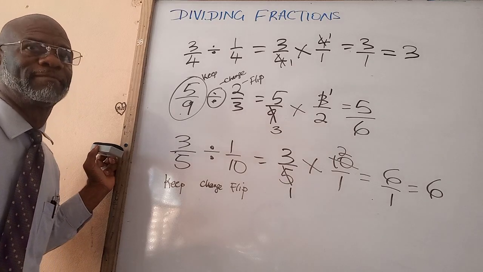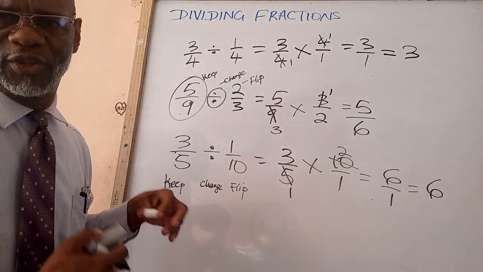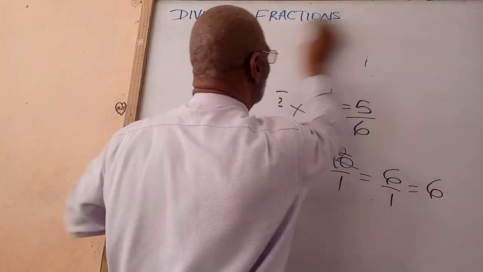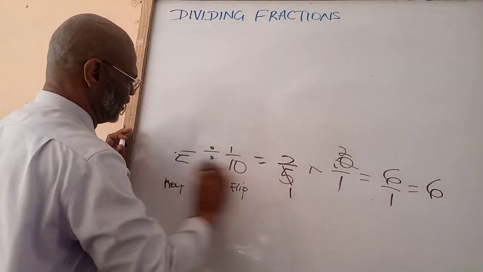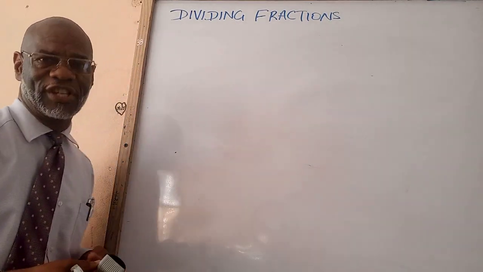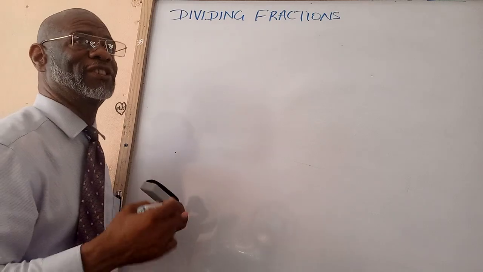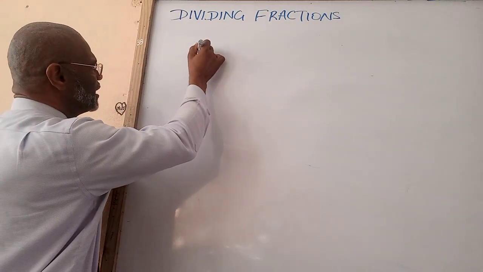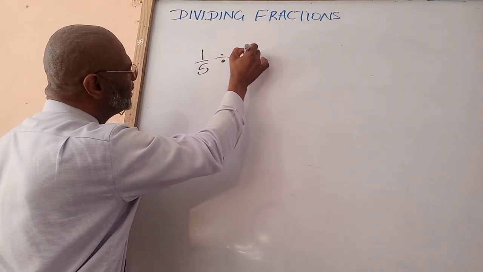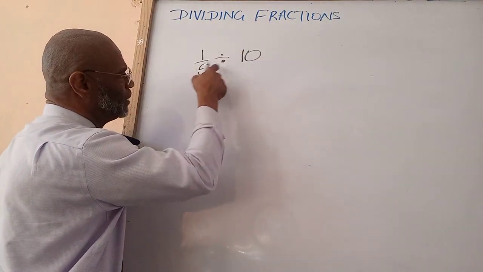Okay, now let's do one more and then I encourage you to practice some on your own. Remember, when you're dividing a fraction by a fraction, or even a whole number by a fraction, you keep the first, change the sign, and flip the second fraction. So if this is a fraction, 1/5 divided by 10. We keep, change, and flip.